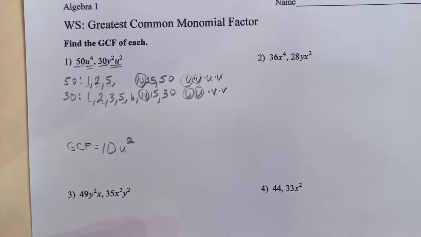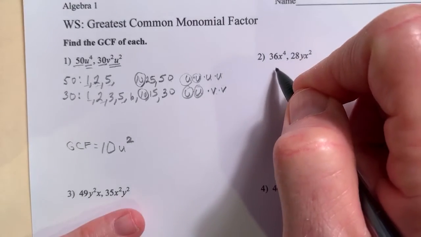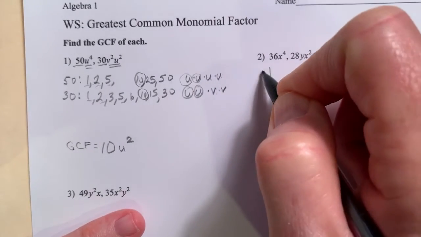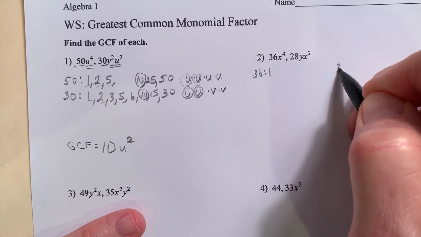Let's do the same thing over here, number 2. Same concept. I'm going to have 1, so this is 36. 1 and 36.